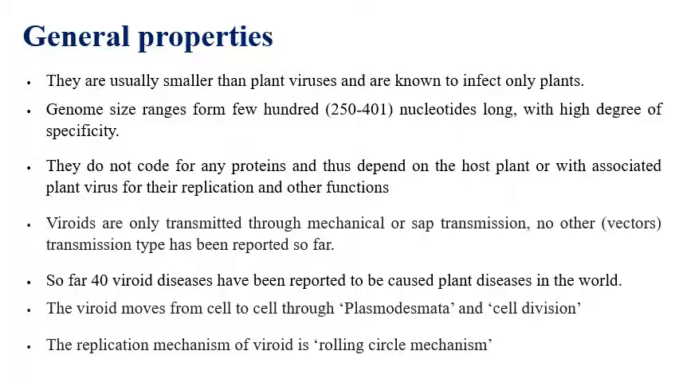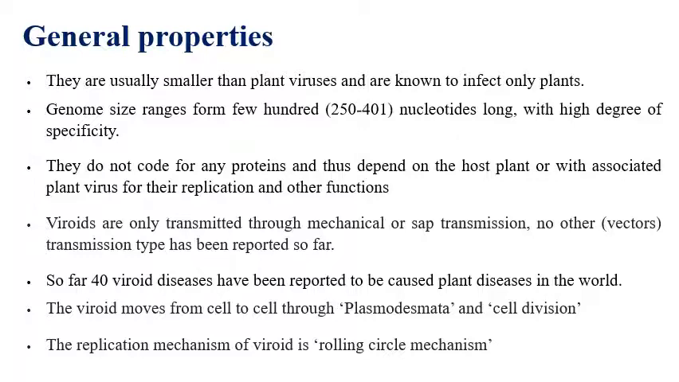The genome size ranges from 250 to 401 nucleotides, with a high degree of specificity. Each and every viroid has its own specificity from other viroids. Here, one more thing is that it contains no protein coat and does not code for its own proteins. So they replicate in the host plant, depending on the host plant or associated with a plant virus for their replication and functioning. A few of the times it will depend on the host plant for replication and other functions.